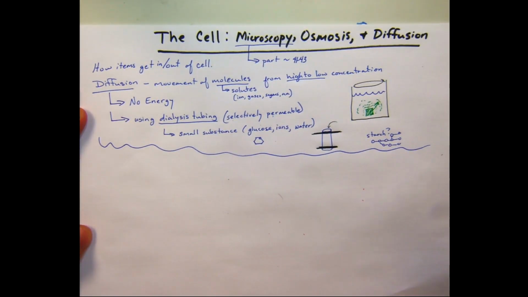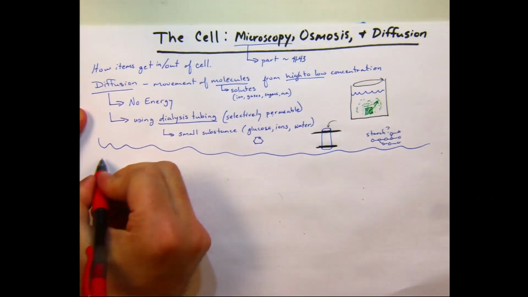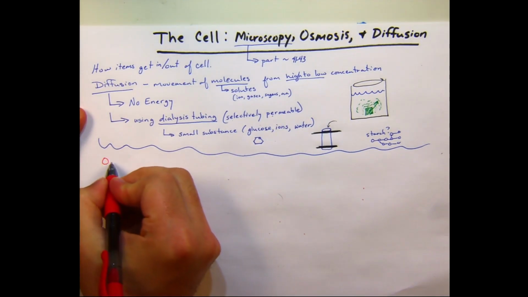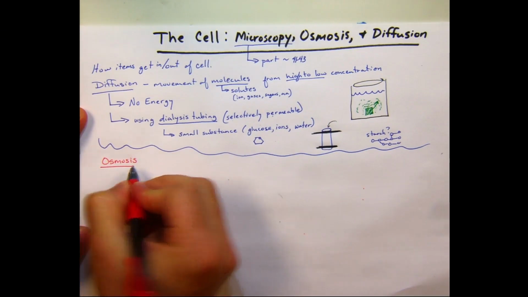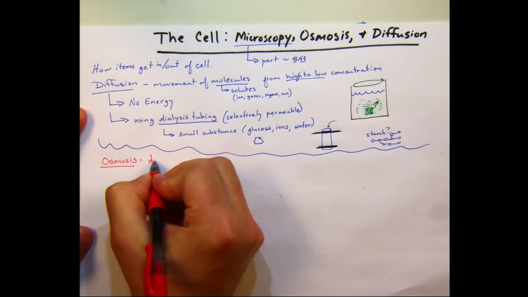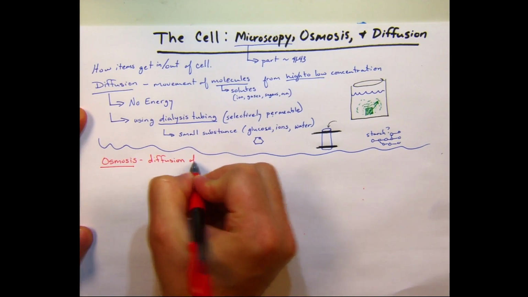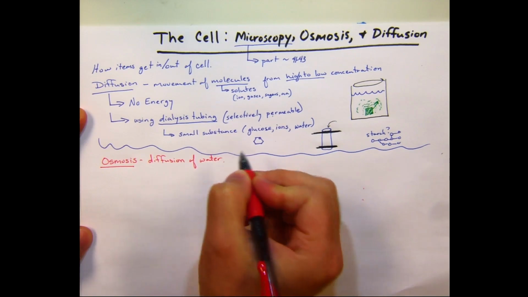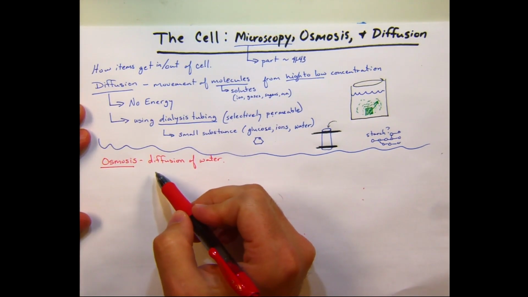So that's diffusion. Next thing, after discussing diffusion, we need to discuss osmosis. Osmosis is the diffusion of water. Right. So if you know what diffusion is, it's the same thing.